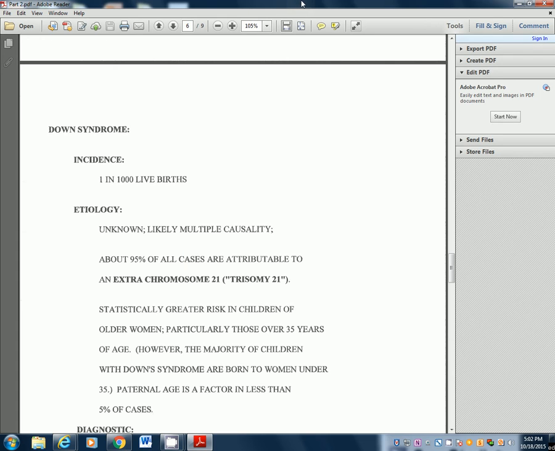Etiology is unknown. Likely it's multiple causality of different factors. About 95% of all your cases is attributed to an extra chromosome 21, which is why it's called trisomy 21, because you have 3 instead of 2. Statistically, there's a greater risk in children of women, particularly those over 35. However, the majority of children with Down syndrome are born to women under 35. More of your older women have maternal testing. They get better prenatal care. They're offered amnios more often, so sometimes they will find out earlier that they are having the children.